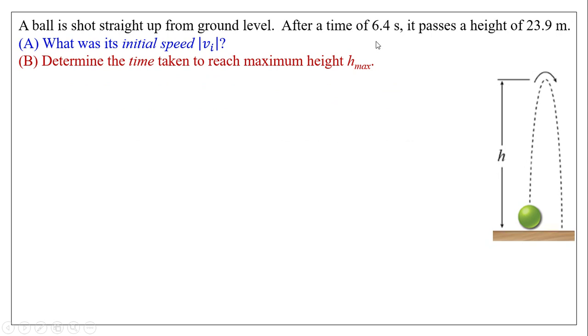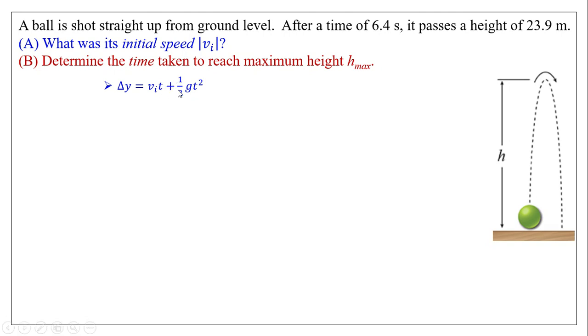Here, in this particular problem, we have a time of 6.4 seconds, and after it has been shot up, it passes this particular height at that time, which is 23.9. So right away, I know that I can use my displacement function in kinematics. I know delta y here is 23.9. I'm looking for VI because that's what the question is looking for. It says initial speed, but really it's looking for the initial velocity.